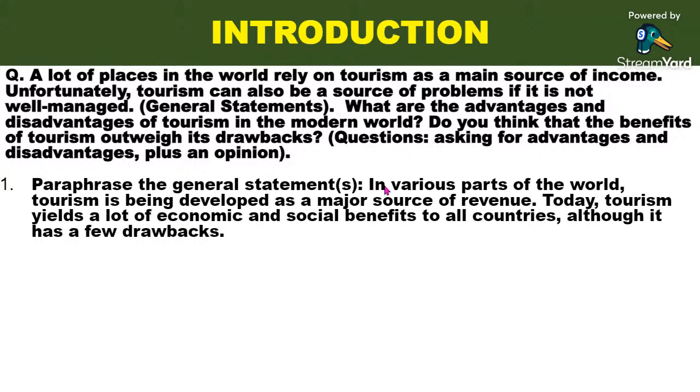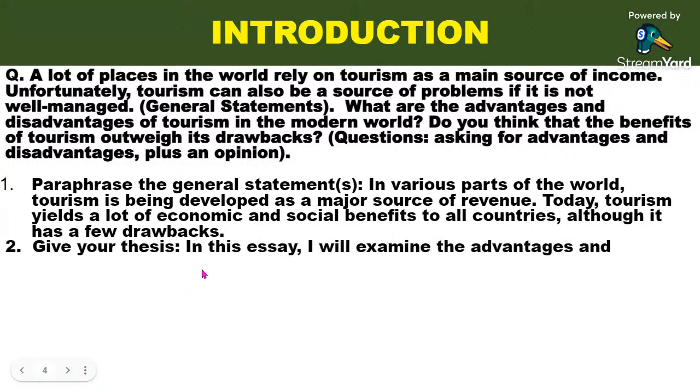And then let me read our paraphrasal once again. In various parts of the world, tourism is being developed as a major source of revenue. Today, tourism yields a lot of economic and social benefits to all countries, although it has a few drawbacks. So it's the same meaning that we have in the general statement, only we have paraphrased these general statements to begin our introductory paragraph. That's the first step. Then the second step is for you to give your thesis, okay?